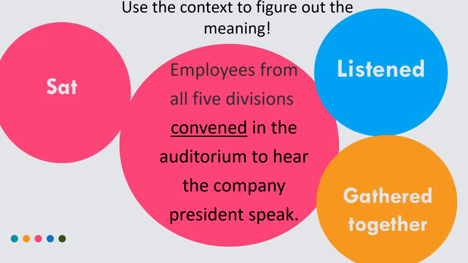Number 2. Employees from all 5 divisions convened in the auditorium to hear the company president speak. What does convene mean? Again, to guess the meaning, you have to consider the context. The previous words are all 5 divisions, which shows the abundance of quantity or entirety. So the answer is, yes, gather together.